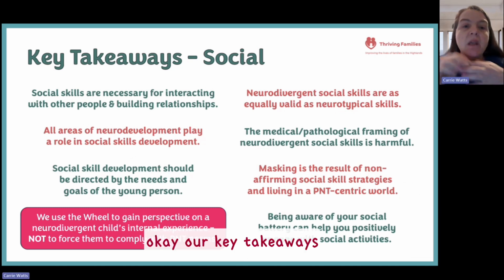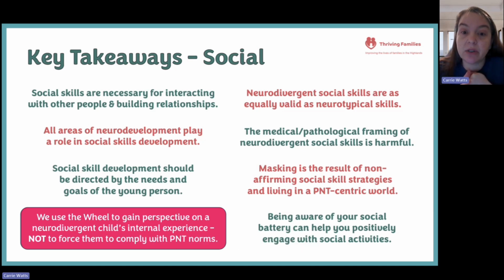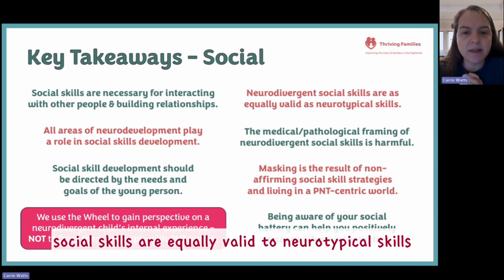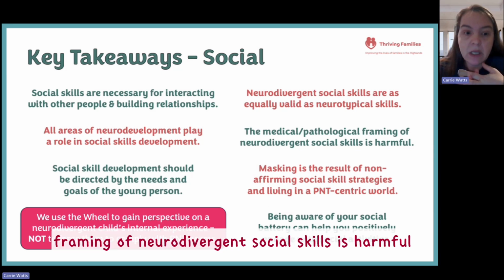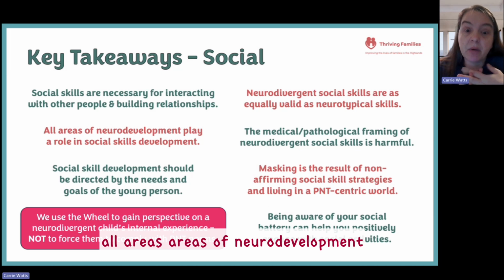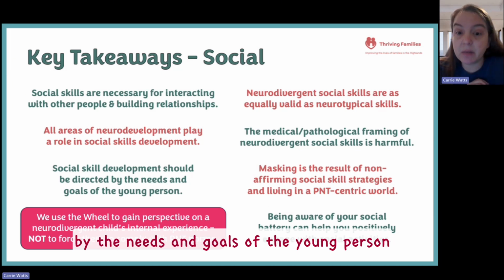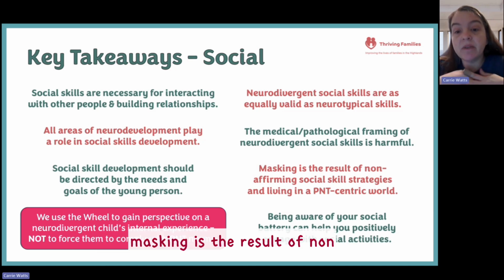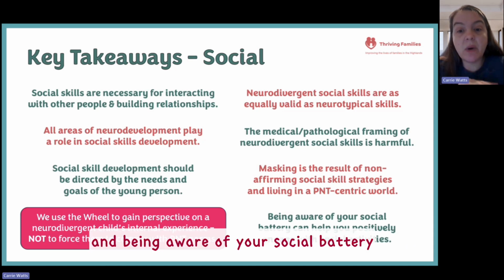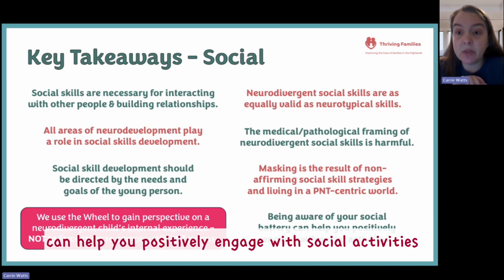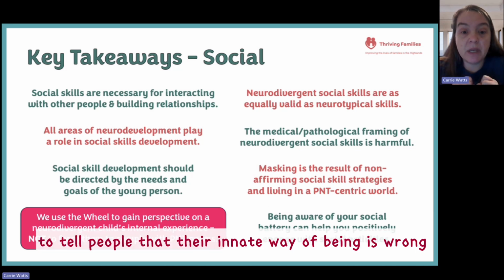Okay, our key takeaways. Social skills are necessary for interacting with other people and building relationships. Neurodivergent social skills are equally valid to neurotypical skills. The medical pathological framing of neurodivergent social skills is harmful. All areas of neurodevelopment play a role in social skills development. Social skill development should be directed by the needs and goals of the young person. Masking is the result of non-affirming social skill strategies and living in a predominant neurotype-centric world. And being aware of your social battery can help you positively engage with social activities. And we are never using this to tell people that their innate way of being is wrong.